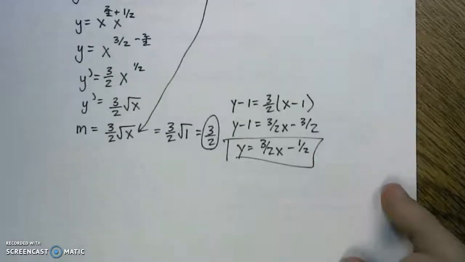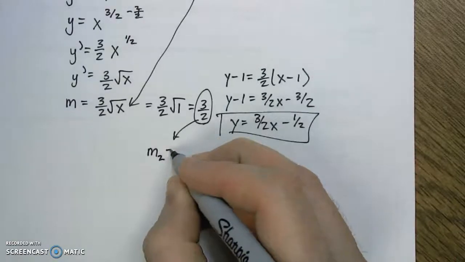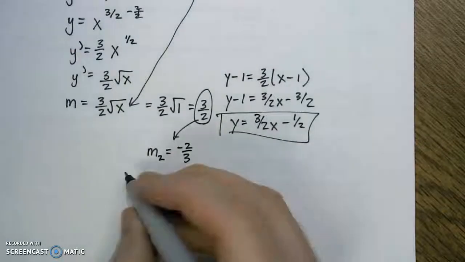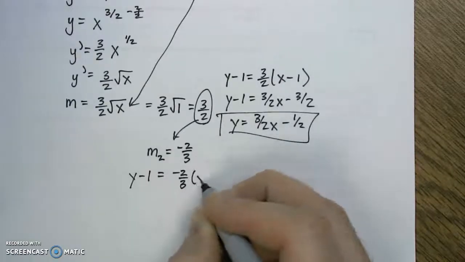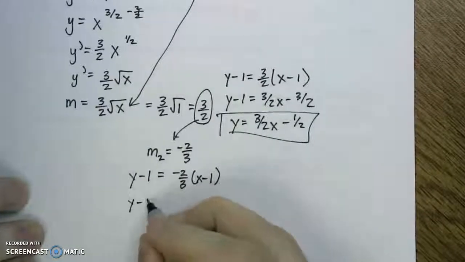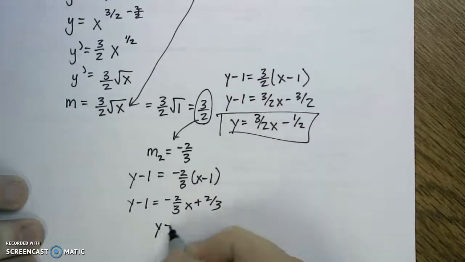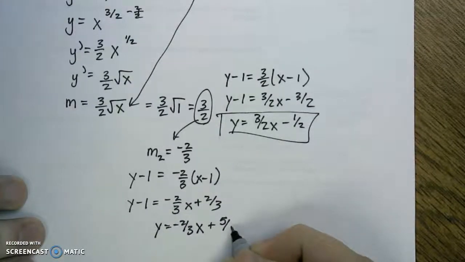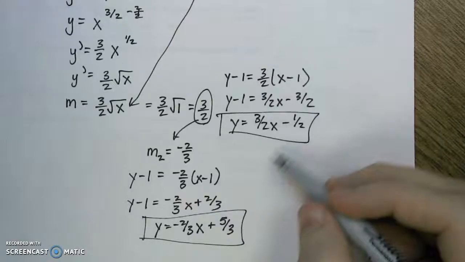Then they asked also for the normal line. So you're just going to take this slope. Slope 2 is going to be negative 2/3, the negative reciprocal of the one you got earlier. And do the same thing again. Y minus the same y value equals this new slope, x minus the same x value. Distribute your negative 2/3. Add 1 to the other side. Common denominator is going to be 3/3 plus 2/3, which ends up being 5/3. So that's your tangent line. This is your normal line.